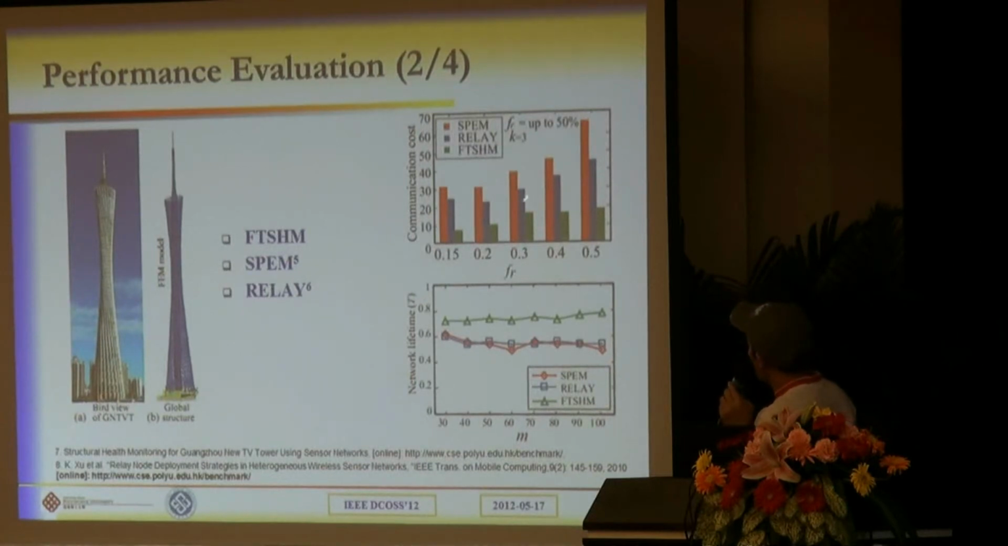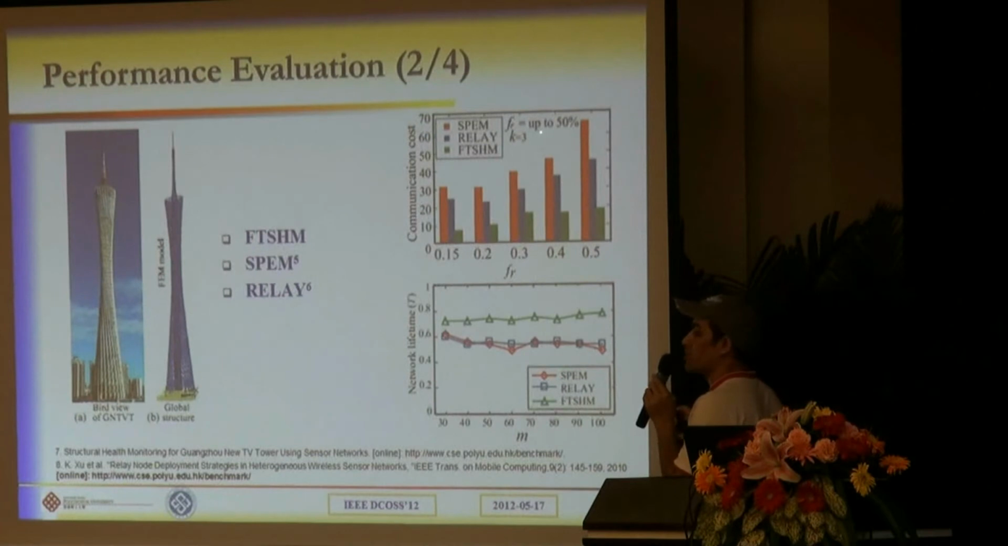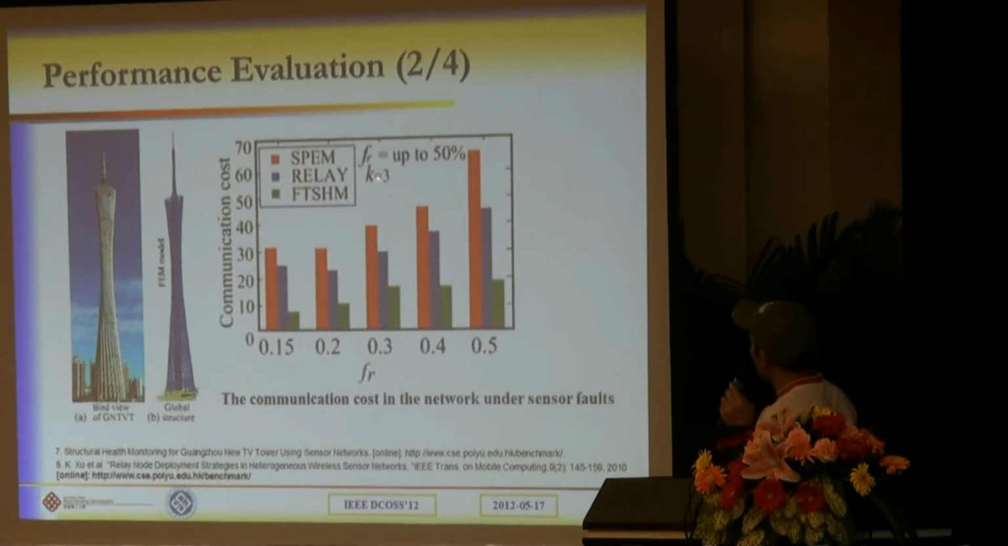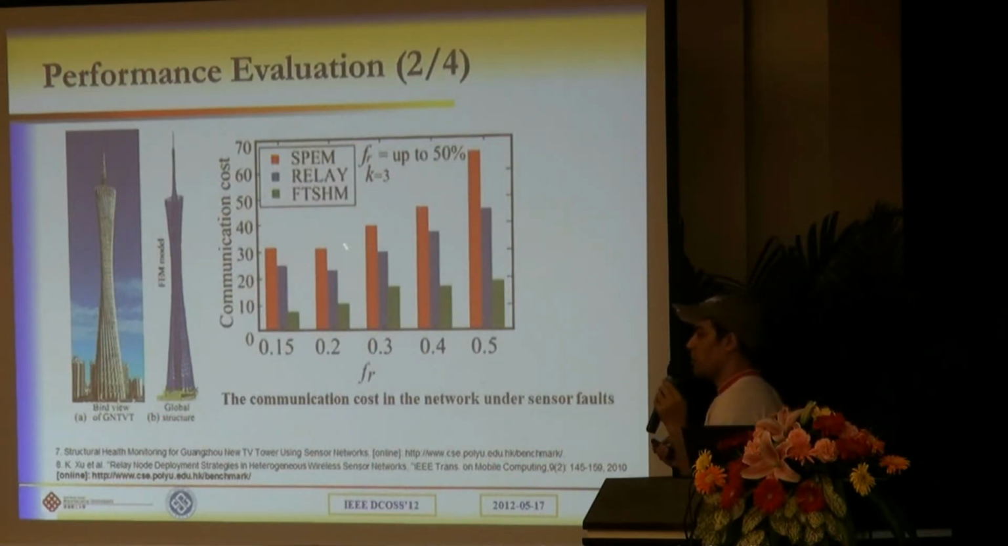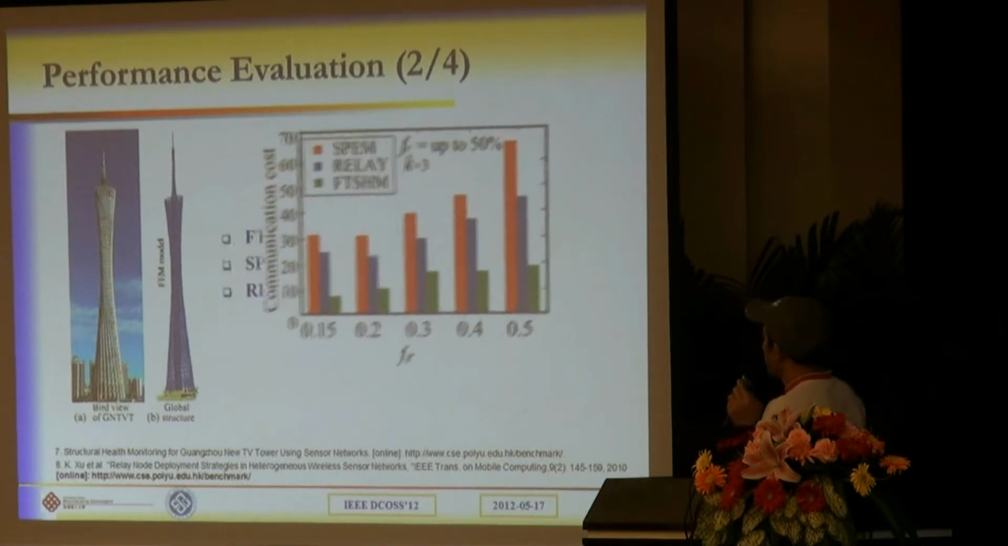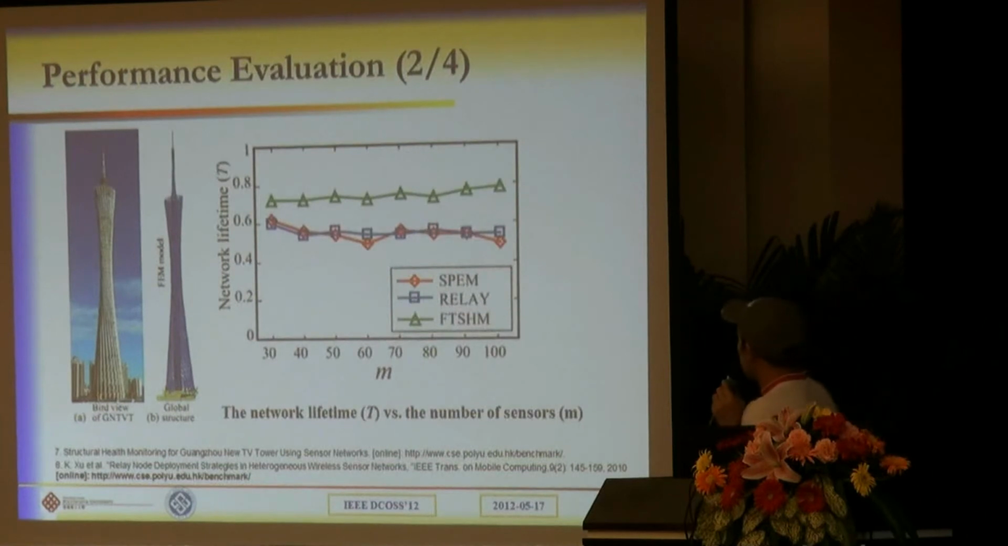We can see here that our approach can still save some communication cost and tolerate up to 50% sensor failure. So here we record the connectivity 3, and the failure ratio is up to 50%. That means given N sensors, half of the sensors fail. So the rest of the sensors need to monitor the network. So this is the network lifetime.